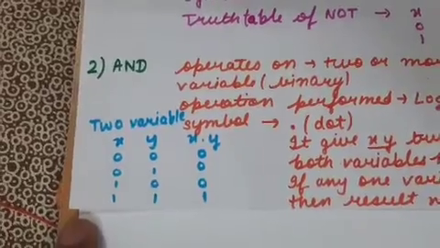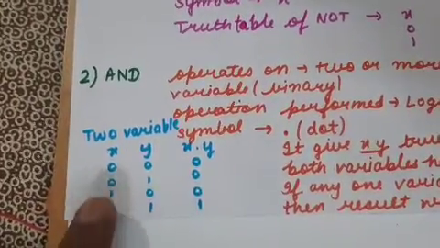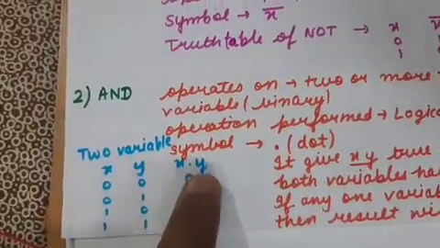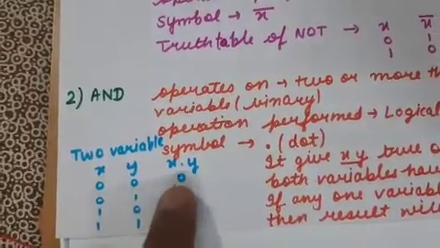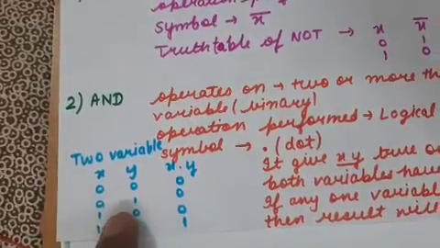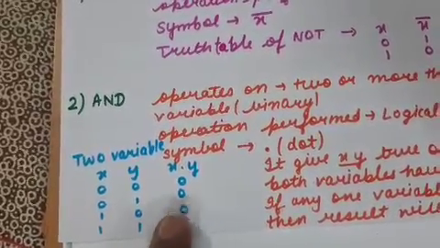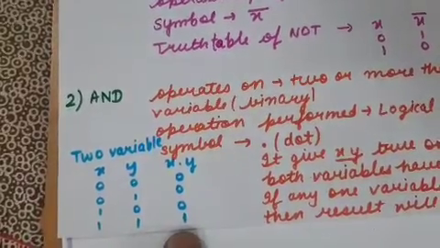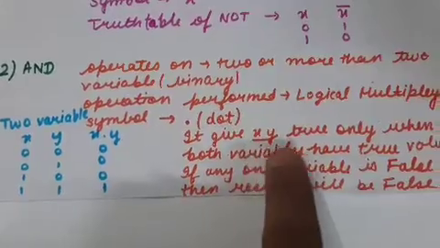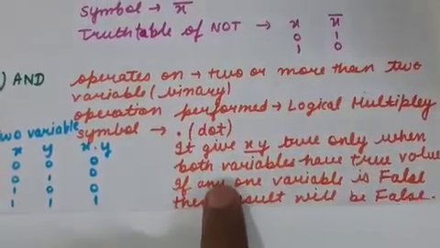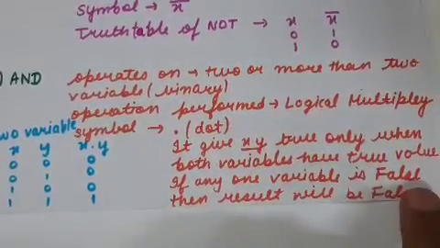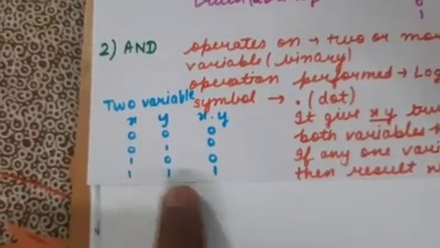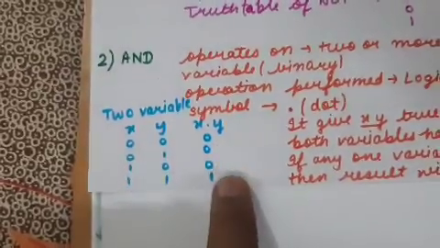For example, two variables x and y. The possible states are 0 0, 0 1, 1 0, 1 1. Then x multiplied by y is 0 multiplied by 0 is 0, 0 multiplied by 1 is 0, 1 multiplied by 0 is 0, and 1 multiplied by 1 is 1. It gives x dot y true only when both variables have true value. Both variables have true value, then the answer is 1, otherwise the answer is false.